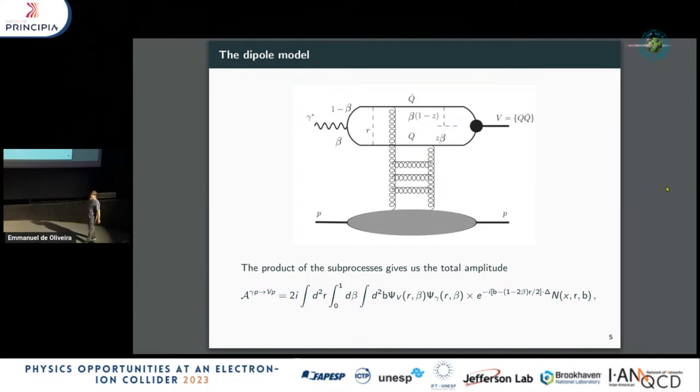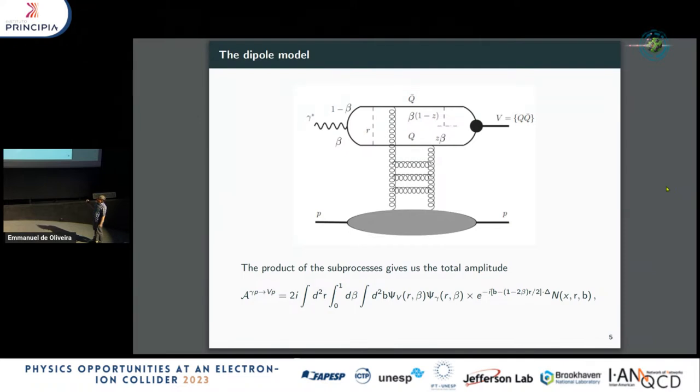So the basic idea here is that we start with a photon, and this photon becomes a quark and anti-quark pair. So this happens with some probability, some amplitude that we call the photon wave function here. And then this pair can interact with the target. We need at least two gluons to be exchanged, because we want to have the proton in the final state. If there is one gluon, then there will be color exchange and the proton will necessarily break. So we need a two gluon exchange. And then this will be related to a forward dipole-proton amplitude. That's this part.